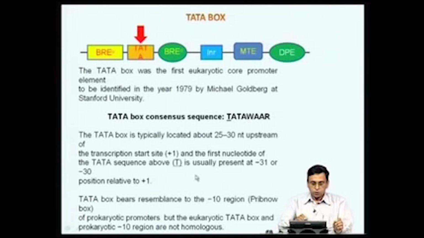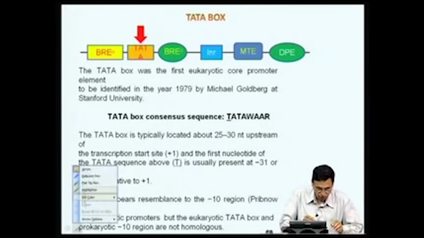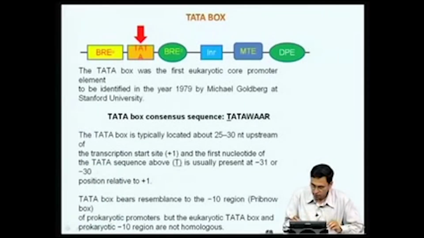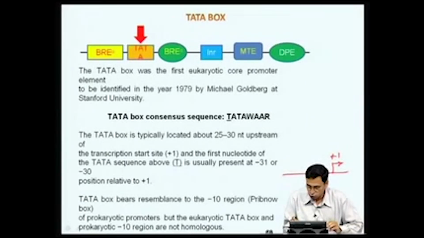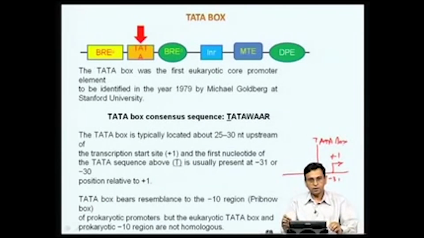So the first nucleotide of the TATA sequence, the T that I underlined here, is usually present at -31 or -30 of the promoter region. If you now draw a eukaryotic promoter, with the transcription start site which we call +1, the TATA sequence is usually present at about -30 to -31, and this is where the TATA box is present. So this is what we need to understand.